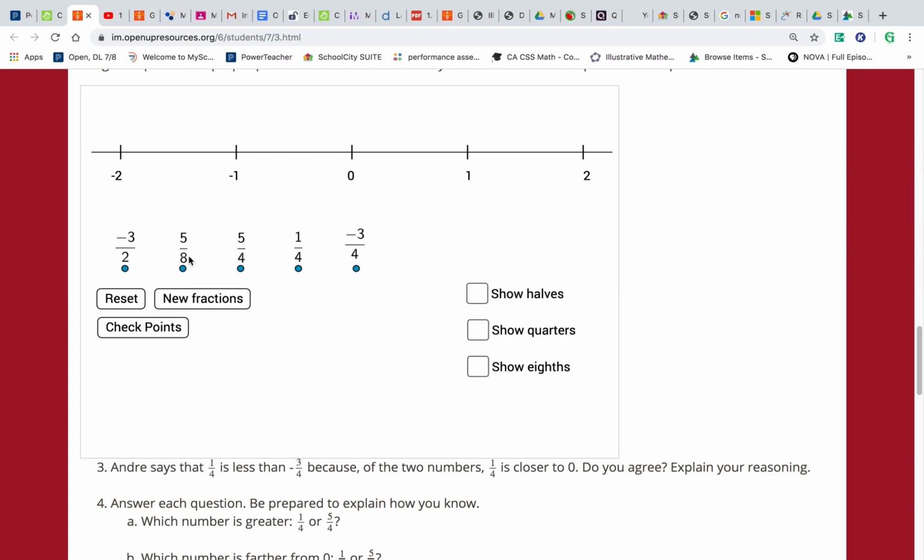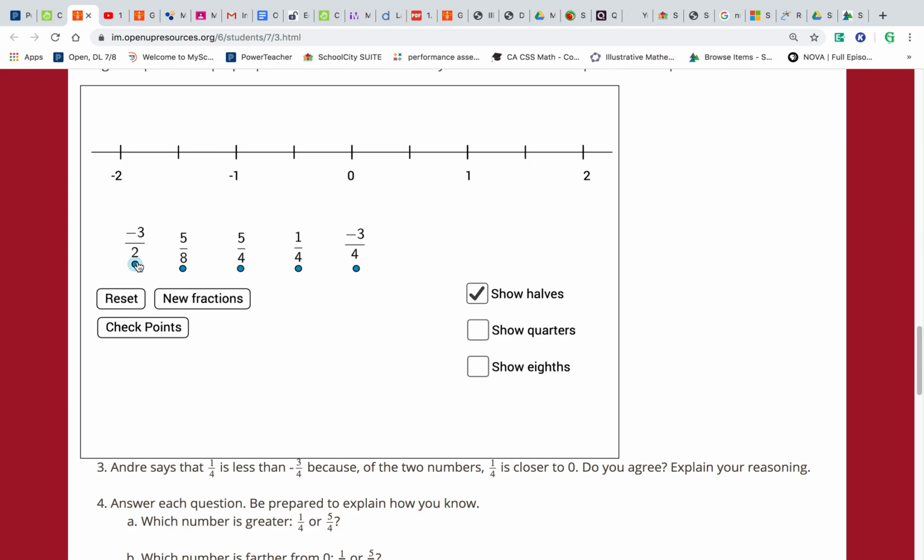Okay, so we can actually just show whatever we need in order to plot the point, and then we can change what we have. So if we just go left to right, -3/2, this is -3/2. We can show halves for now. And then -3 of them, you're going to click on it and drag it.